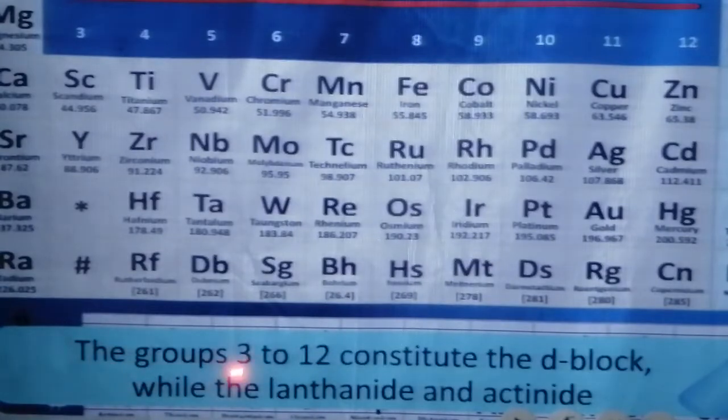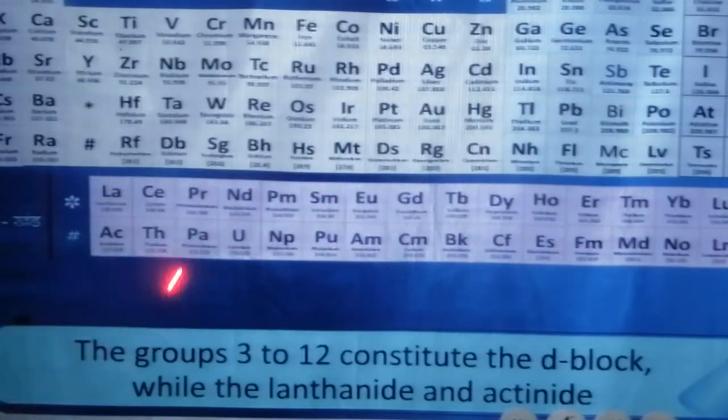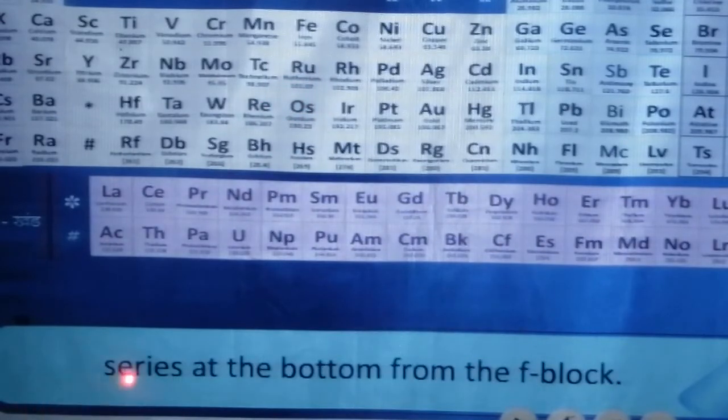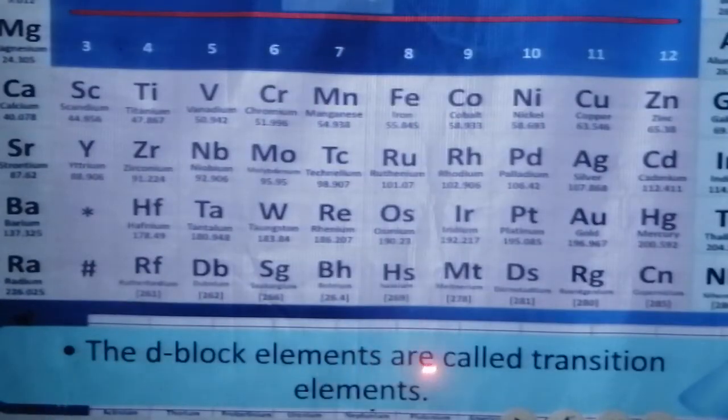Look here, the groups 3 to 12 constitute the D block, while the lanthanide and actinide series at the bottom form the F block. This is the S block, D block, P block and F block: four blocks present in the modern periodic table. The D block elements are called transition elements.